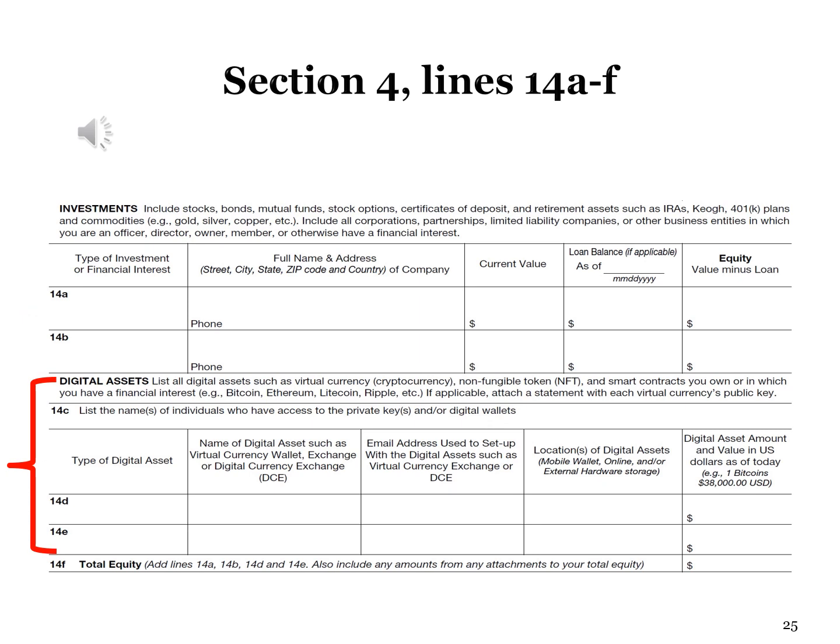Here, the IRS wants to know about virtual currency, which they call digital assets, and they want the virtual currency's public key if you have it. These extremely volatile assets may be difficult to evaluate, but if you have Bitcoin, Ethereum, Litecoin, Ripple, or even FTX, the IRS will want the last 3 months of statements.